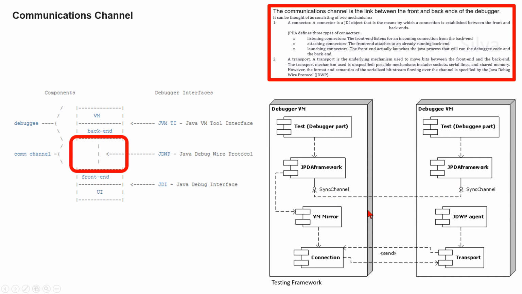Fourth, the testing method is invoked that performs testing of specific JDWP commands and events, sending JDWP packets over the established JDWP connection, or using the VM mirror wrapper. The test can use the synchronization channel to synchronize its execution with the debuggee class.